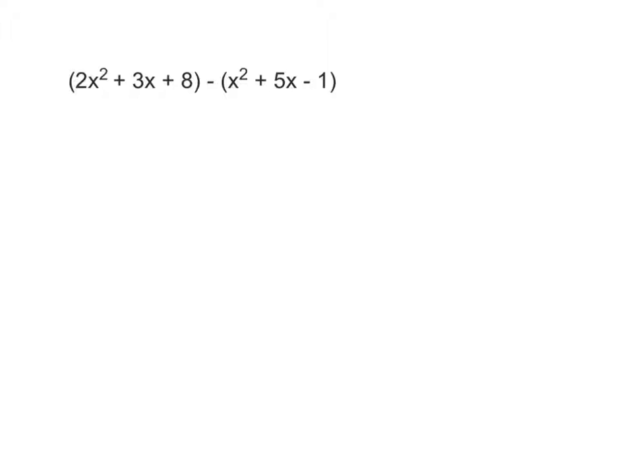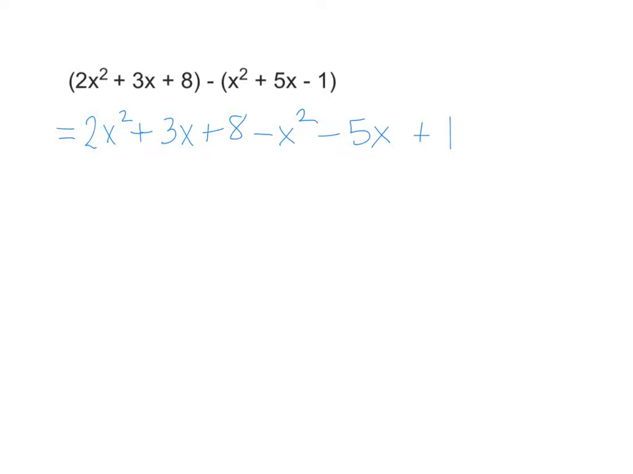Okay, and the last one. This one is slightly different because this one is not adding two polynomials, it's subtracting. We did this yesterday. So if you remember, here's how it goes. The first polynomial is just going to stay the same. So I'm going to go 2x squared plus 3x plus 8. But what does that negative do to the second polynomial? Changes all of the signs, right. So the x squared was positive, now it's negative. The 5x was positive, now it's negative. And the 1 was negative, now it's positive. So that negative switches all the signs in there.